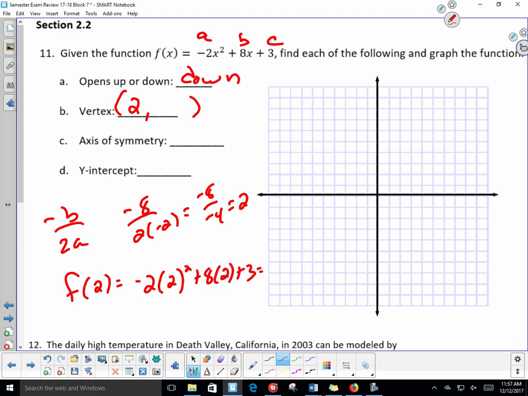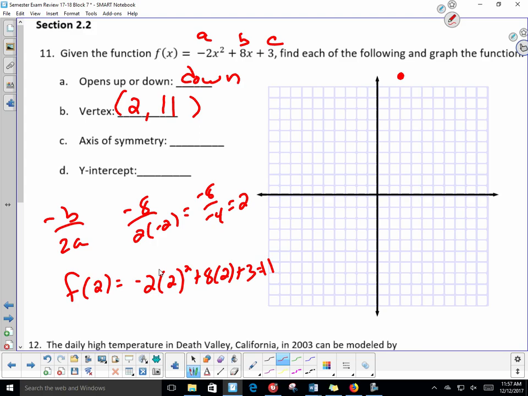And that's going to give me the y coordinate of my vertex. Do you have that? What'd you get? 11. Good. That's 11. So my vertex is (2, 11). So I'm going to plot that point over 2, up 11. Not quite on the graph, but close enough.